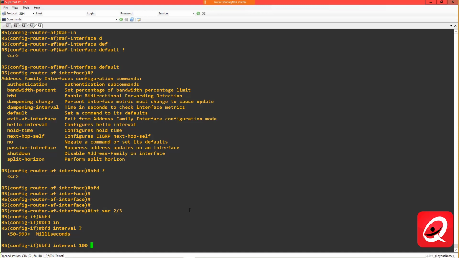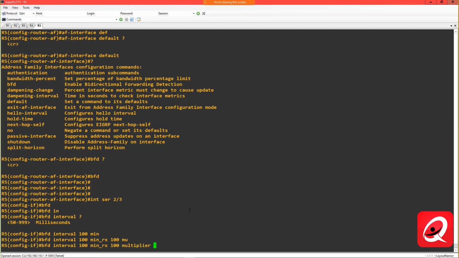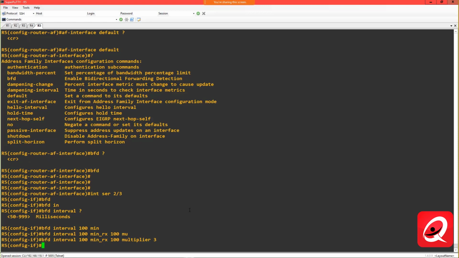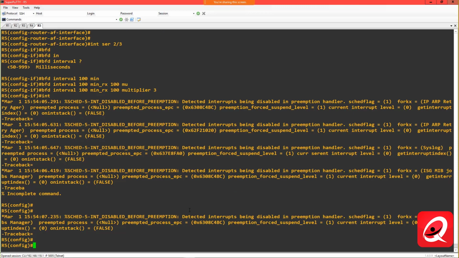And let's say our minimum receive rate is also 100 milliseconds. And then we'll set a dead timer of 3. So a multiplier of 3, which is going to set our dead timer to 300 milliseconds. We'll do the same thing on interface. Uh-oh, I just crashed my router. I thought that would be too fast.